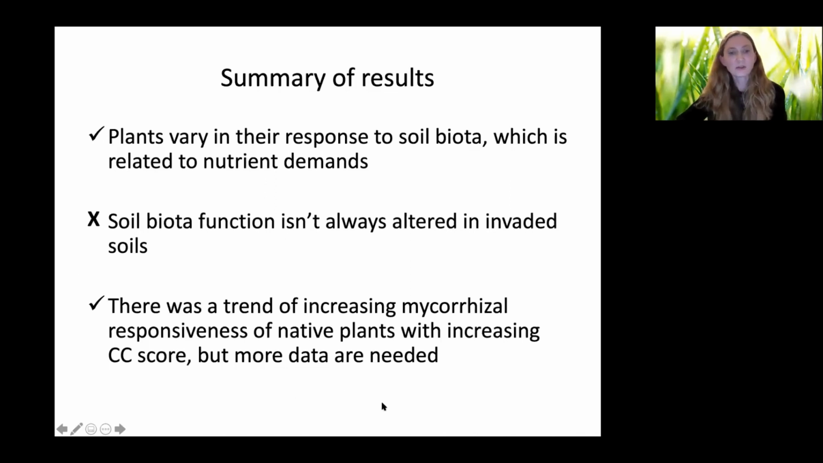We also found there was a trend of increasing mycorrhizal responsiveness of native plants with increasing CC score, but more data are needed, especially up at that higher end with the CC scores of like 7 to 10, which will be the focus of our next set of experiments.